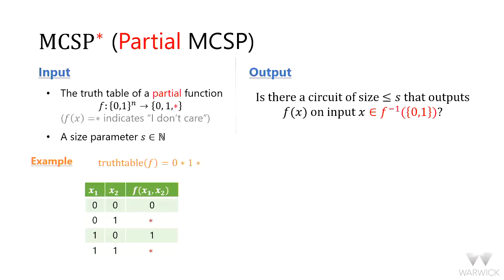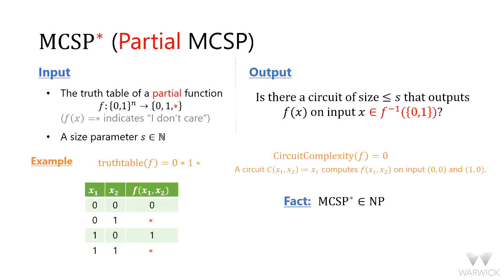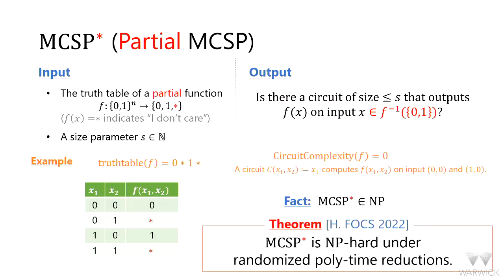So let me explain what is partial MCSP. Partial MCSP is just a version of MCSP in which you are given a partial function instead of a total function. So several entries are star, which means that we don't care about the output of the circuit. And the task is to decide whether there is a circuit that computes f of x on every input in the domain of the function. And this problem is in NP, and recently we showed that this is NP complete under randomized reductions.